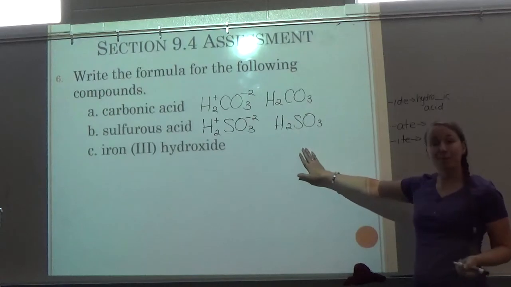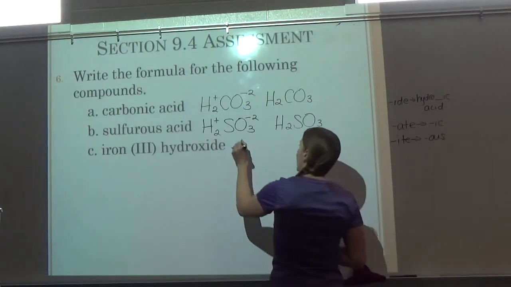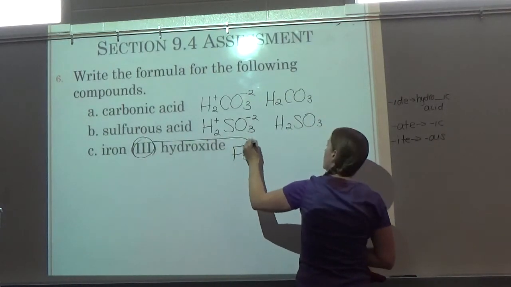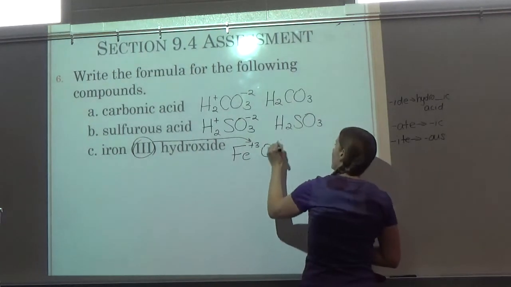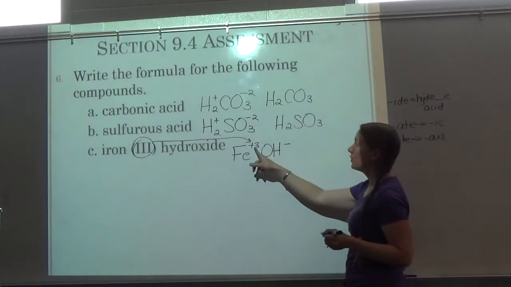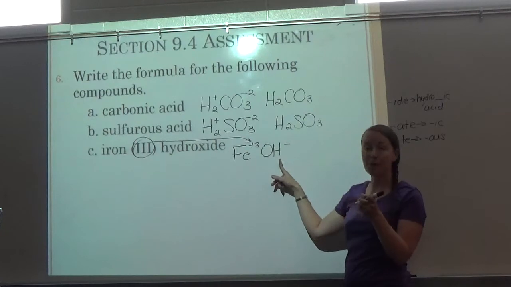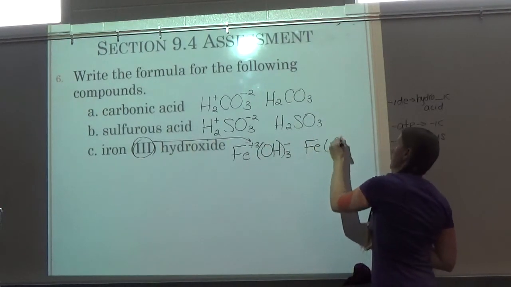Alright, and last one, this one's a base because it ends in hydroxide. So it's iron 3 hydroxide. So iron is Fe. The 3 indicates the charge, not the subscript. Hydroxide is on your polyatomic ion sheet, it is OH with a -1 charge. So I need to cross my 3 down, but even though hydroxide does not have a subscript, it is still a polyatomic ion. So I still need to put it in parentheses.